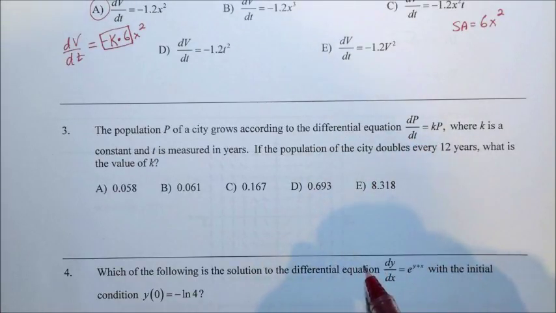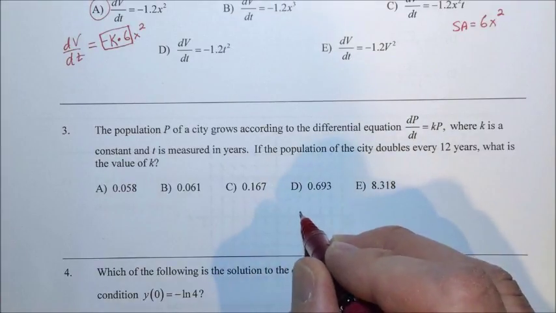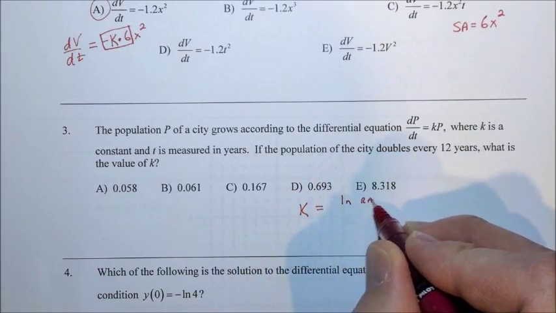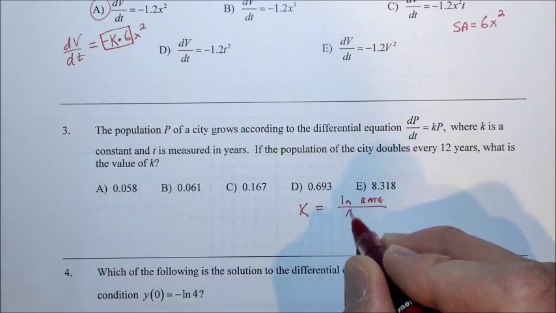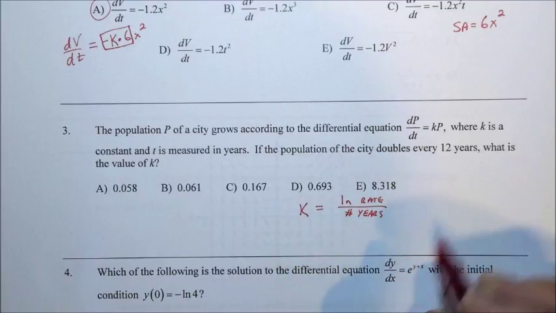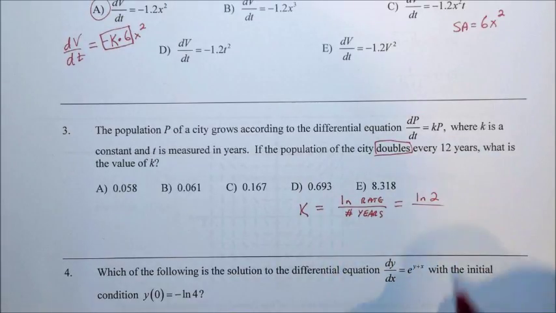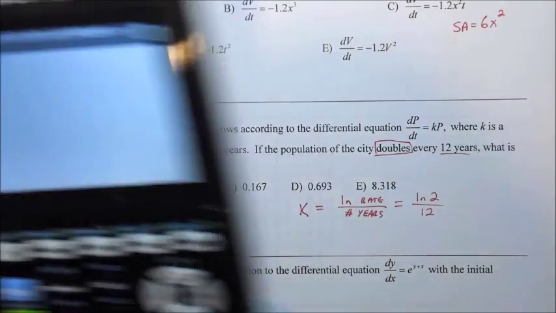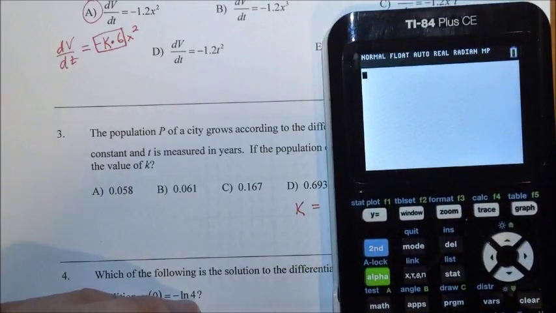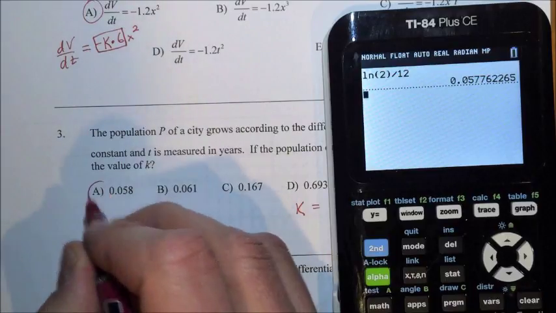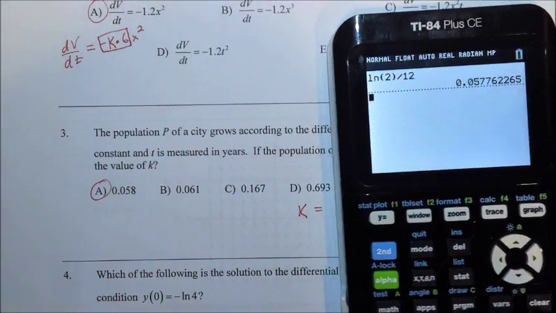In that video, which I encourage you to watch if you haven't, we find out that k will always be equal to the natural log of the rate over the number of years. The rate we see is doubling, so we have the natural log of 2, and the number of years is 12. So if we do the natural log of 2 divided by 12, we'll bring the calculator in. Okay, there we go. The natural log of 2 divided by 12 gives us 0.0577, and that rounds to 0.058. So there's our answer for number 3.